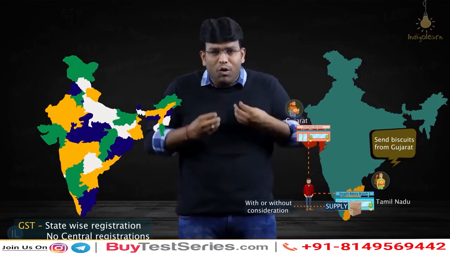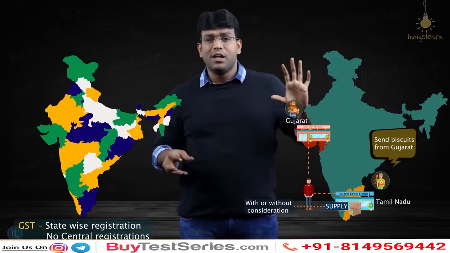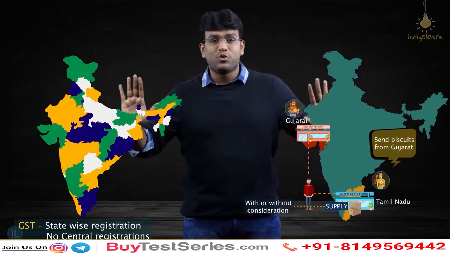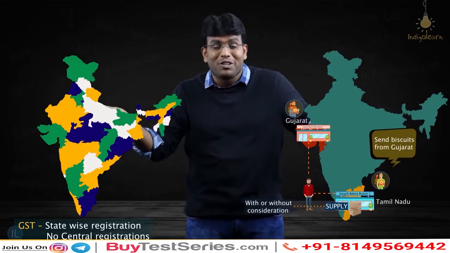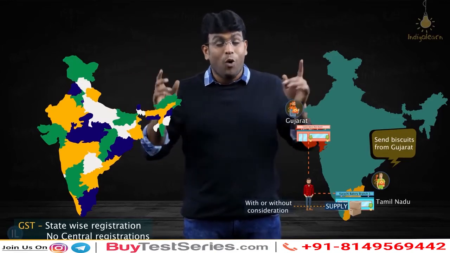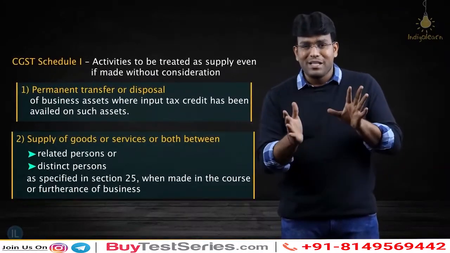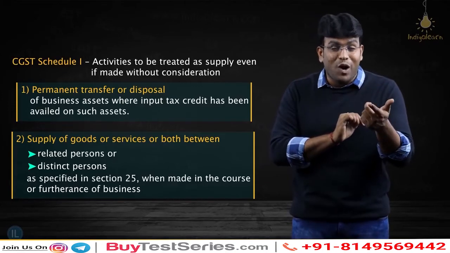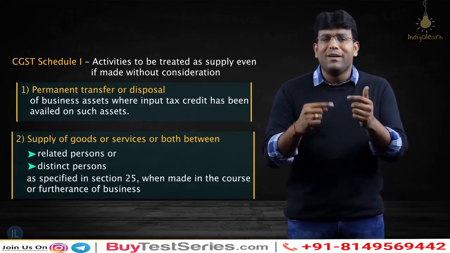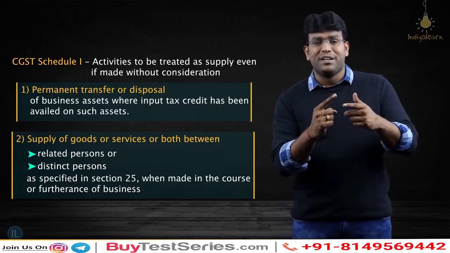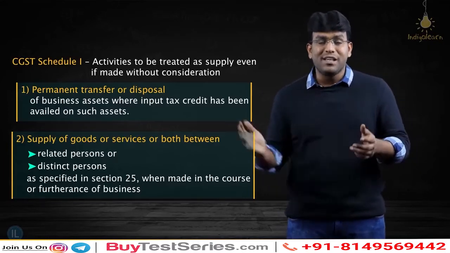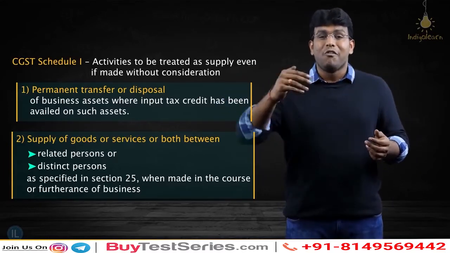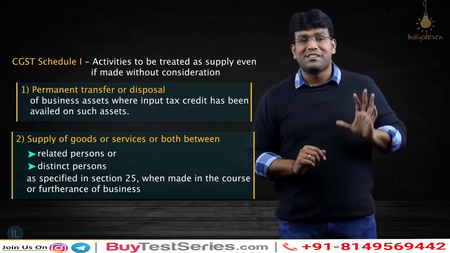Imagine, Shiva Teja only owns Karachi Bakery Gujarat and Karachi Bakery Chennai. But these two are deemed to be distinct persons, even though they are both owned by one person, only for GST purpose. So going back, supplies between distinct persons, or there is one more word called related persons. We'll elaborate that very soon. Supplies between distinct or related persons in the course or furtherance of business.